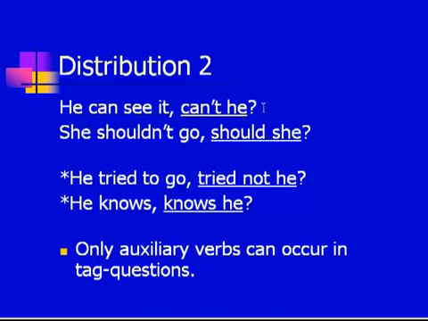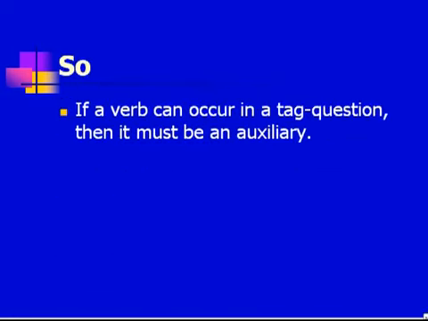Now, you always form tag questions with an auxiliary verb, not with a main verb. So you can't say, he tried to go, tridn't he? Or he knows, knows he? Only auxiliary verbs can occur in tag questions. So how would you do it with he tried to go? Well, just as with questions, you'd form it with dummy do. So you say, he tried to go, didn't he? He knows, doesn't he? So if a verb can occur in a tag question, then it must be an auxiliary.